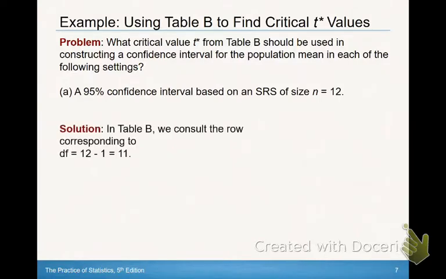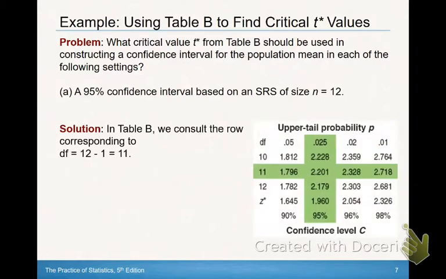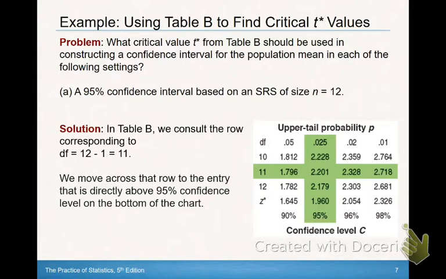So in table B, we look at the row corresponding to the degrees of freedom of 11, 12 minus 1, our sample size minus 1. And then since our upper tail probability is 0.025, we go in our table B, you should look at this, and t star is going to be 2.201. That's our critical value for t.